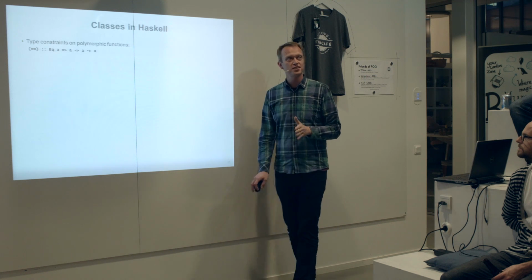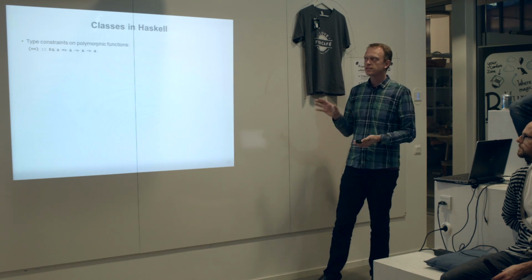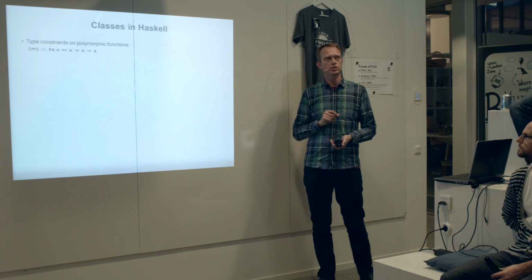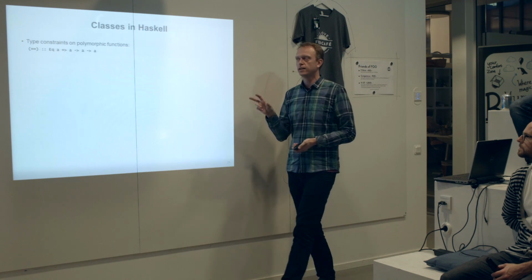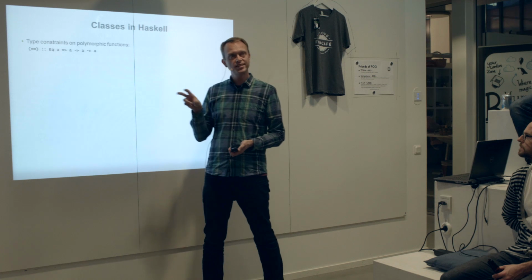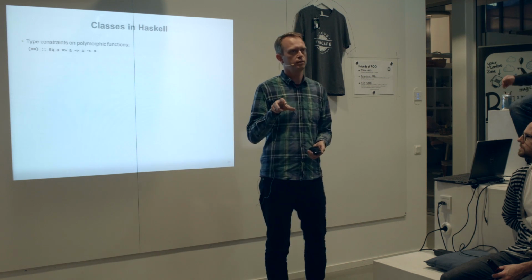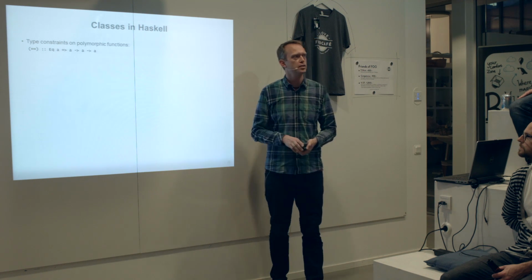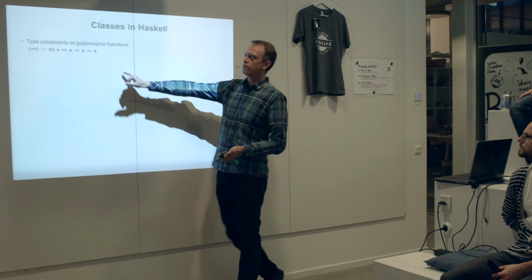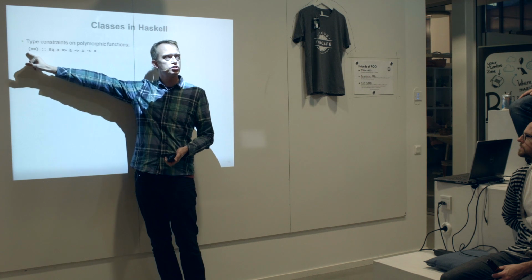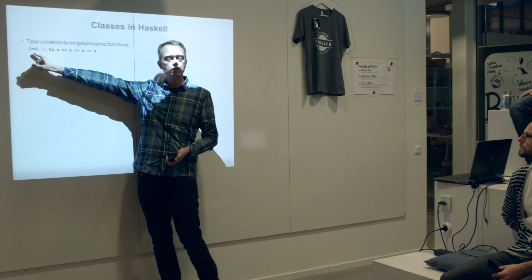Let's see. So classes in Haskell. Classes in Haskell are very, very different from classes in an object-oriented language. A class in Haskell refers to a type class, a class of types, and a type class provides certain constraints on what that type could do. So for instance, we have a type constraint on functions that utilize the equality operator.